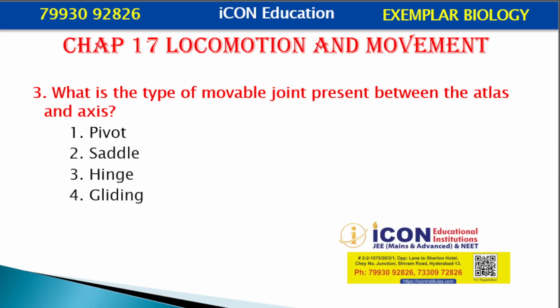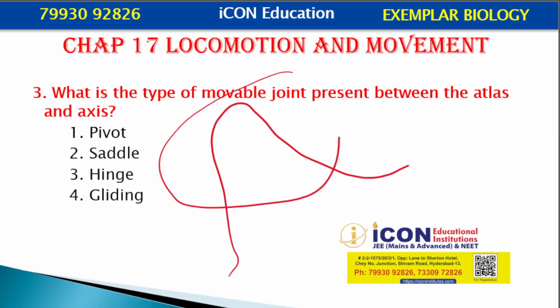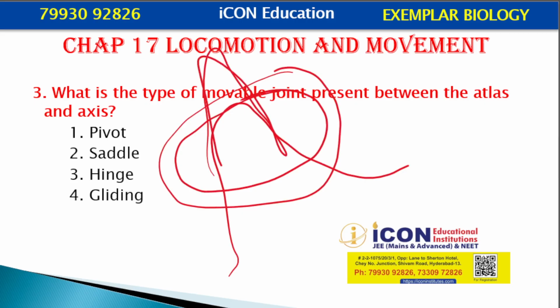What is the type of movable joint present between the atlas and axis? This is the axis. Into the atlas, the axis enters. So this joint, what is it? Pivot or saddle or hinge or gliding? Pivot. We can say it is a pivotal joint.